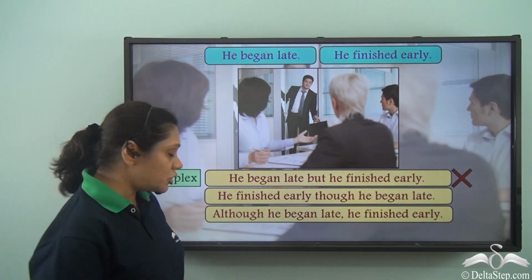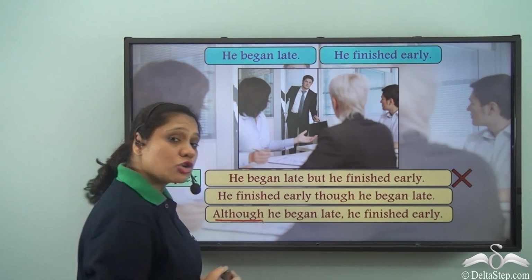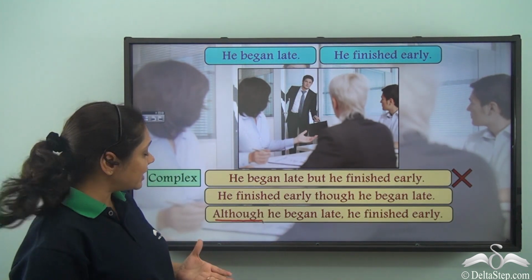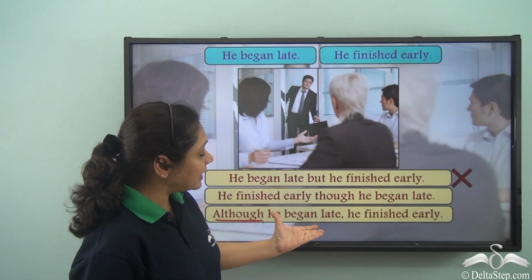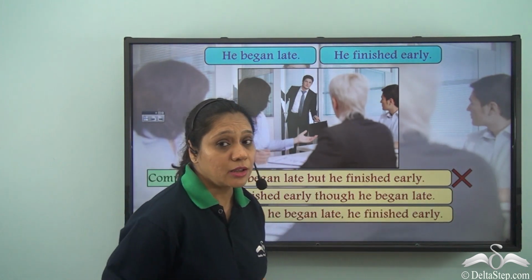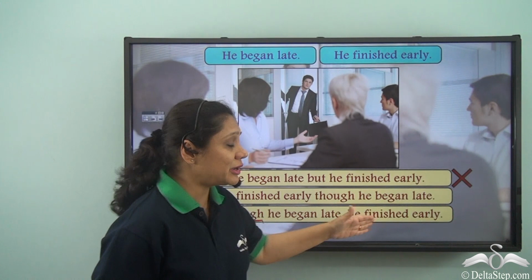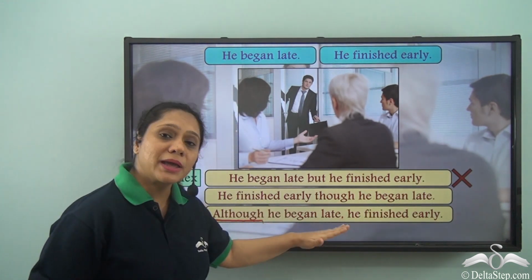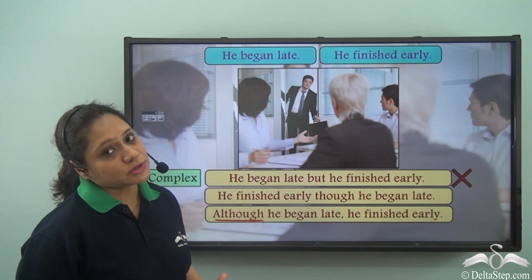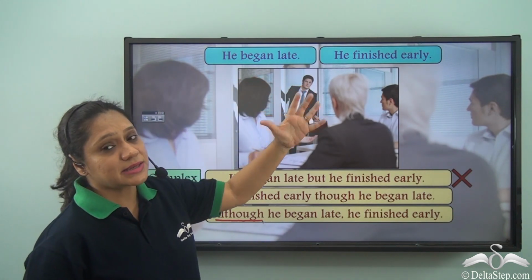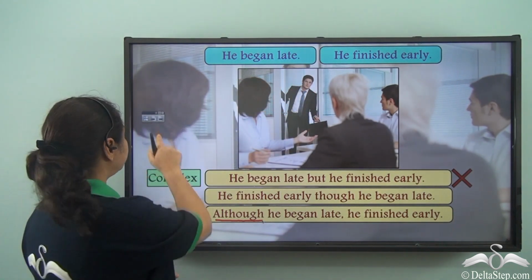You can also use although to join both the sentences. You can say, although he began late, he finished early. You can also say, he finished early, although he began late. So you can join both these sentences in several ways.